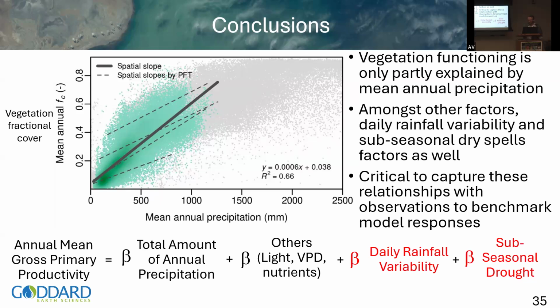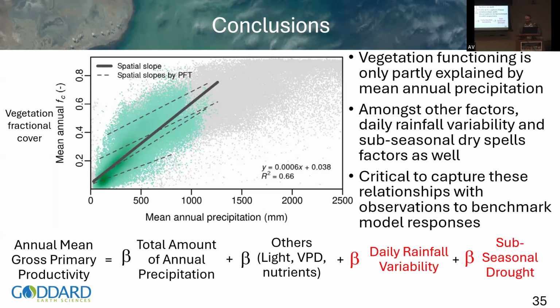Why am I doing all of this? I think this last bullet point is very important. It's critical to capture these relationships with observations to benchmark model responses. A lot of folks use models to predict the carbon cycle and the water cycle, and we use pretty simple functions with amount of soil moisture, amount of light. It turns out that we have to do a better job with these on the right if we're going to increase our predictability of the Earth system. So that's the general response there.